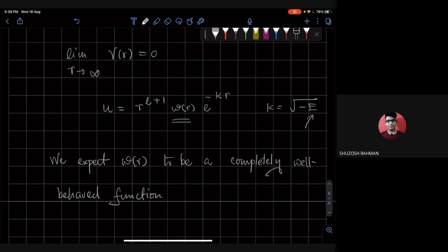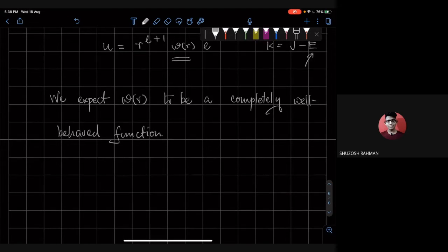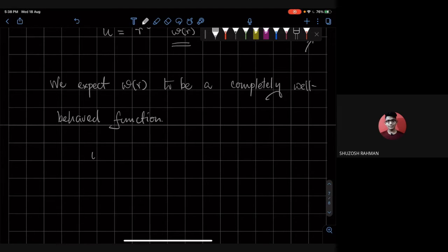So we would get infinite norm, and therefore we expect omega to be convergent, and therefore we can take a series ansatz for omega, right? Where n cannot be negative, because if n were negative, we would get things diverging at the origin, right? And we know that can't be the case.